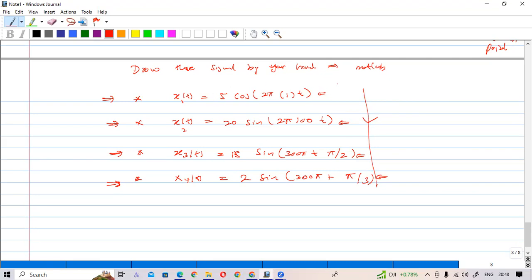If you can draw these signals, you can get 10 points, definitely, for your final exam. So it is very important. Try to draw these signals. These are continuous time signals. So there are 1, 2, 3, 4 signals. Try to draw these 4 signals and bring them when you come to the next session. Okay, we will stop here.